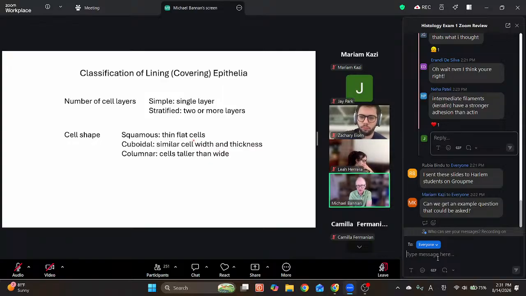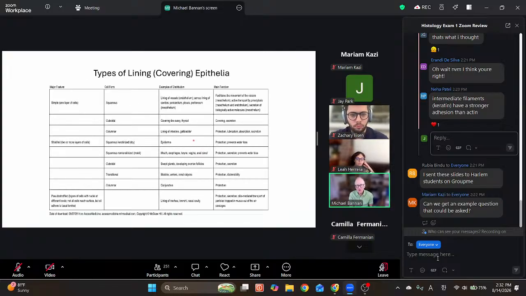So squamous cells are thin, flat cells. Cuboidal cells are about as wide as they are thick or tall. Columnar cells are taller than they are wide. So this chart from Junqueira basically lists all the different types of lining or covering epithelia and describes where you're going to find them, their distribution. And you should know something about this, okay? Something about where we're going to find each of these epithelia types, right? And then something about the function of the epithelium, which, as you'll notice, for the lining epithelium are usually quite similar. They usually have to do with protection or lubrication of the cell surface.